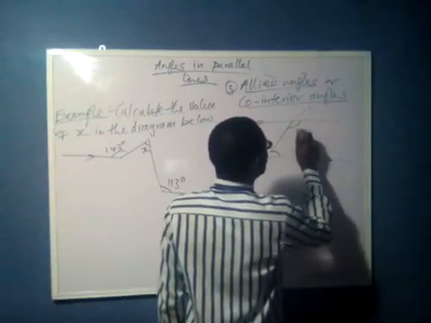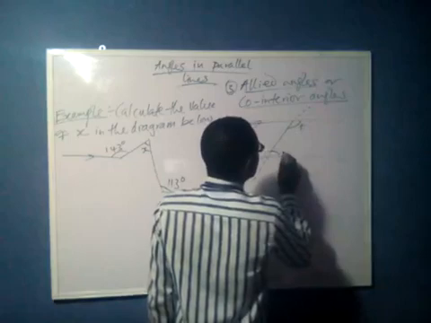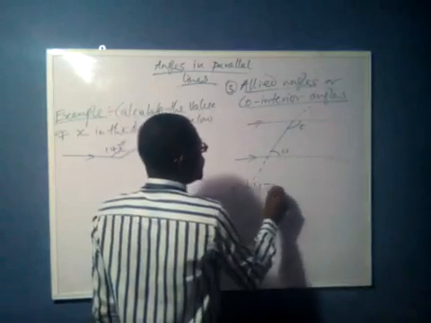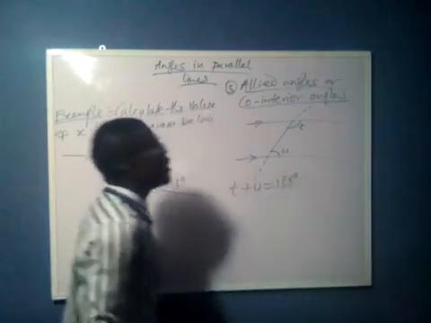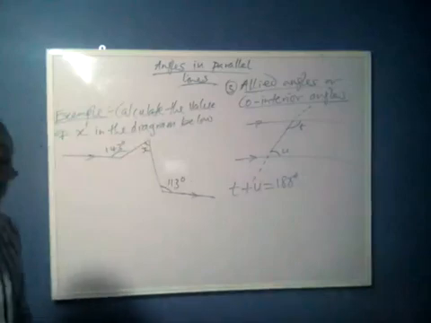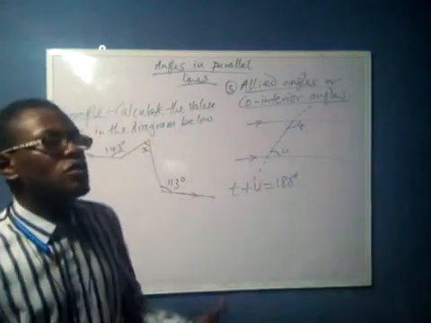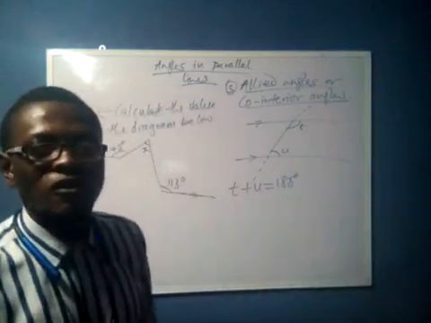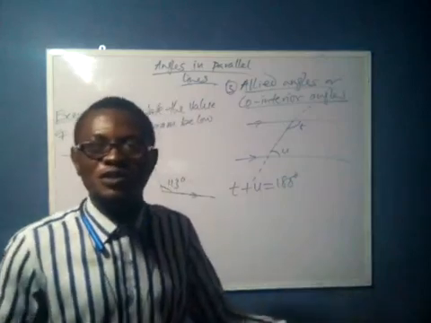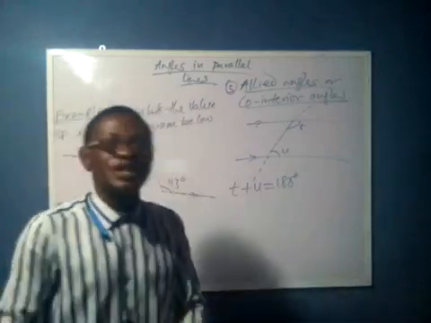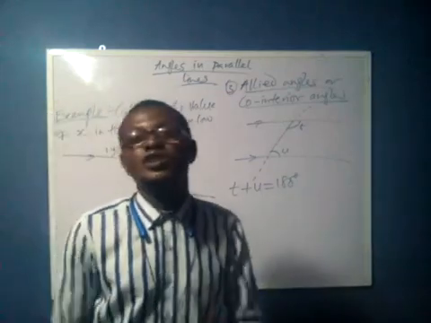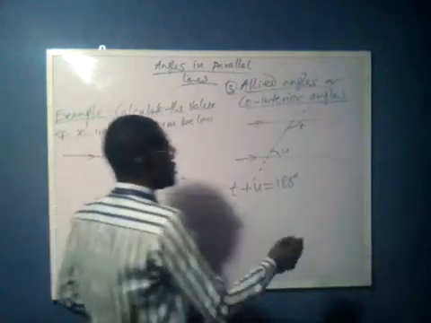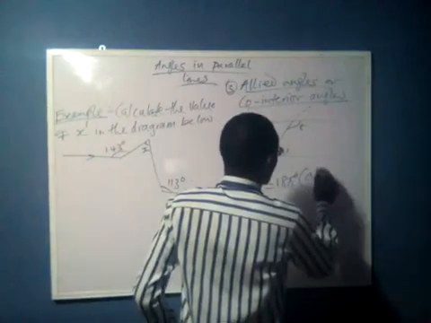So what's so special about them? If we have this place to be T, and we have this place to be U, so what we can say is that T plus U will be equal to 180 degrees. You can see allied angles are also supplementary. Now there are three theorems talking about supplementary angles. The sum of angles on a straight line is supplementary, the sum of angles in a triangle is supplementary, and also the sum of allied angles is supplementary.